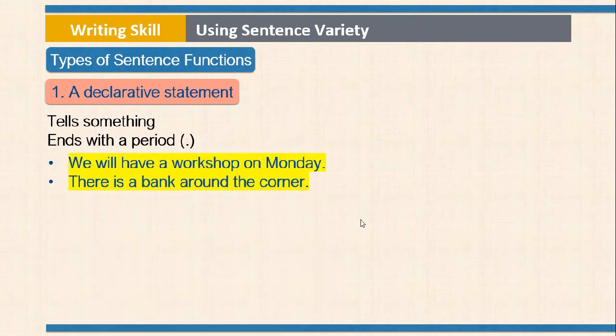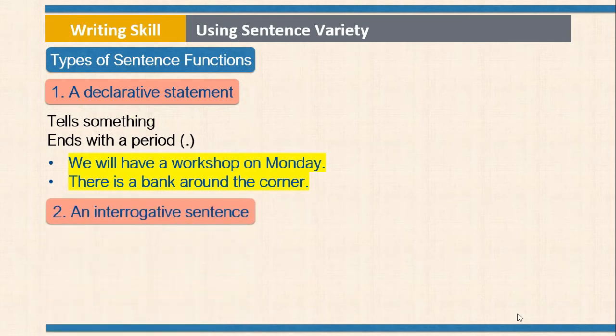For example, we will have a workshop on Monday. There is a bank around the corner. Number 2, an interrogative sentence.